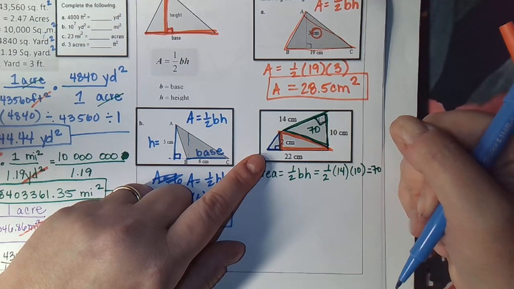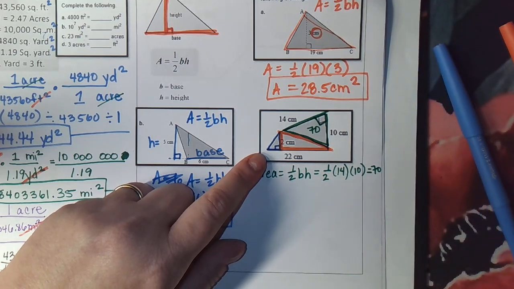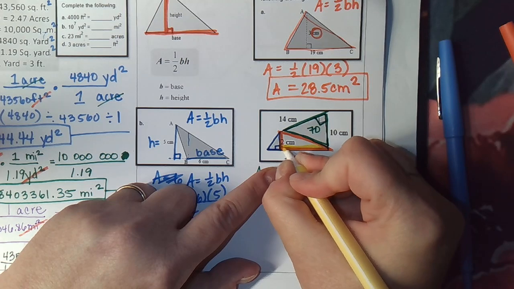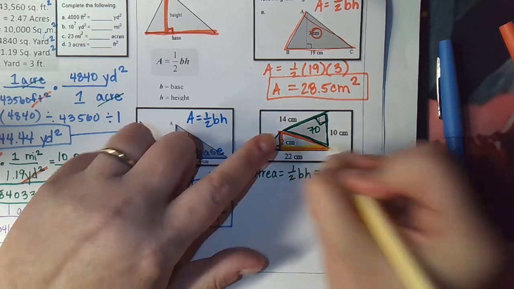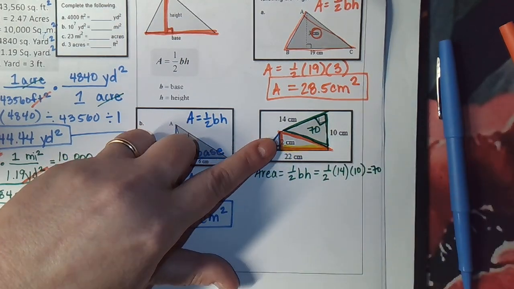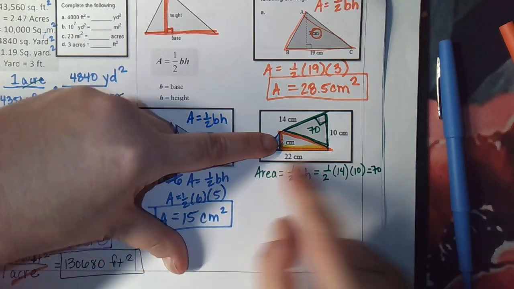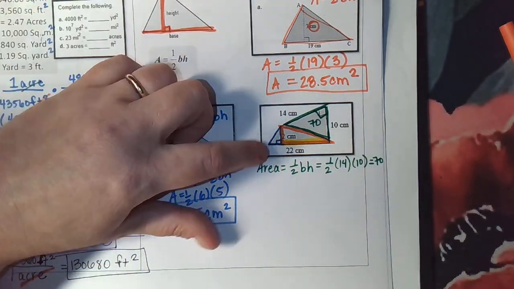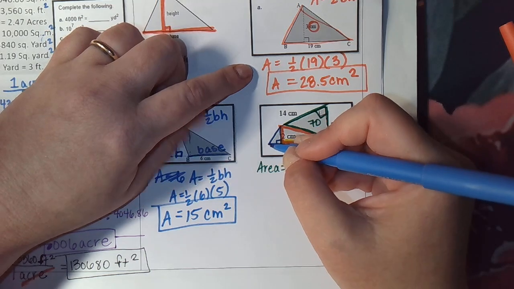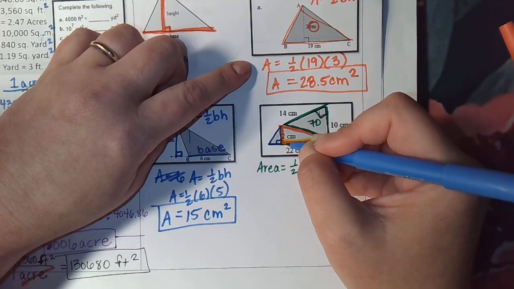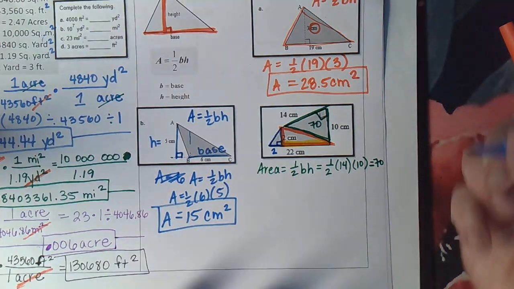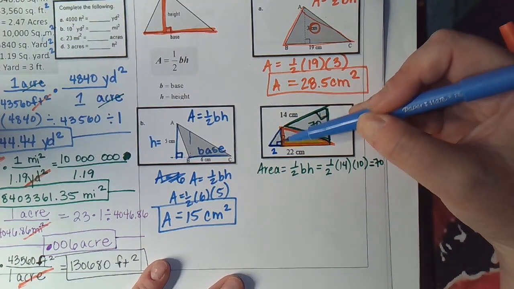Okay? And we have to figure out what just the base of this orange triangle is going to be. Well, the base of this orange triangle is going to be 22 minus however much base this smaller triangle is. And it's going to be a 2 because this height is a 2.